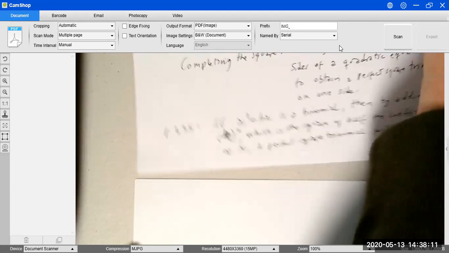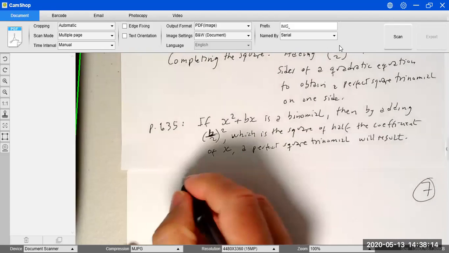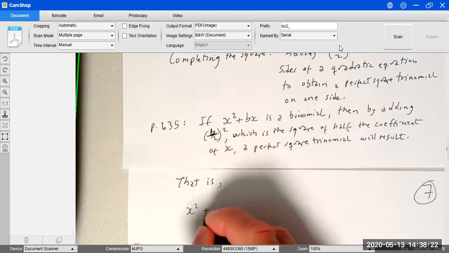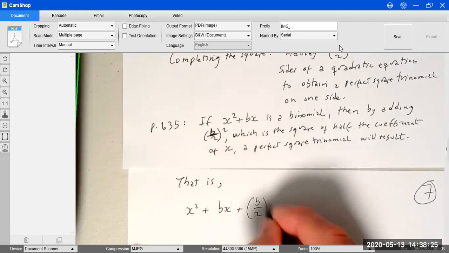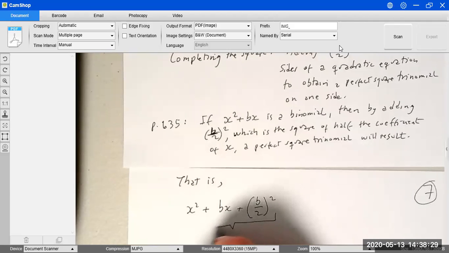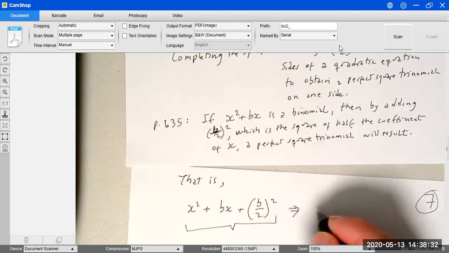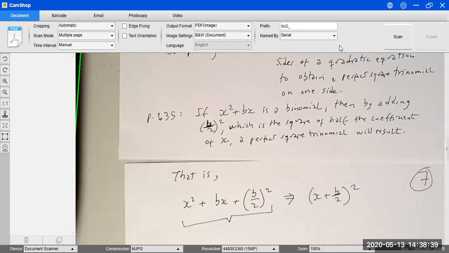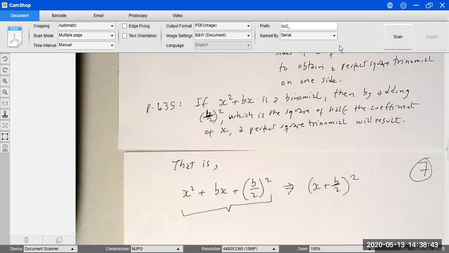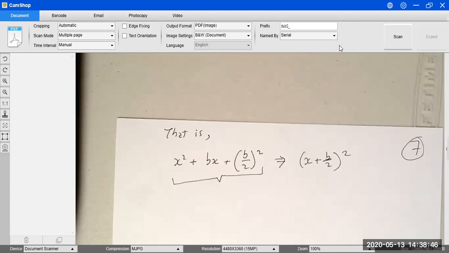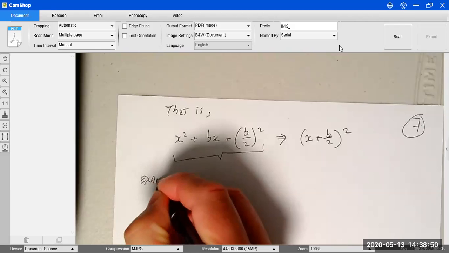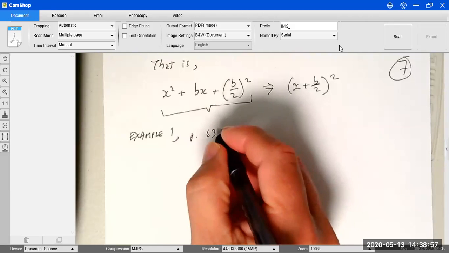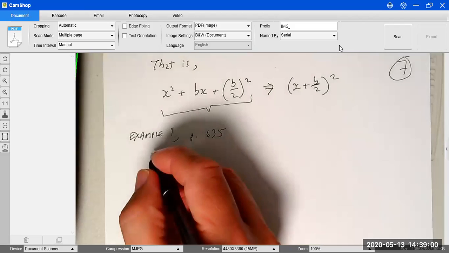And then the formula. If you have x squared plus bx and you add (b over 2) squared, this is a perfect square trinomial that you can write as (x plus b over 2) squared. So that's what we're going to do in this section. We're going to start with example 1 on page 635. It says, complete the square for each binomial.